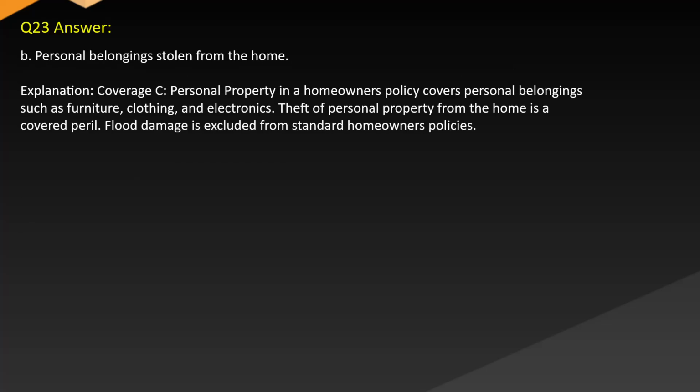Answer: B. Personal belongings stolen from the home. Explanation: coverage C, personal property in a homeowner's policy, covers personal belongings such as furniture, clothing, and electronics. Theft of personal property from the home is a covered peril. Flood damage is excluded from standard homeowners policies.